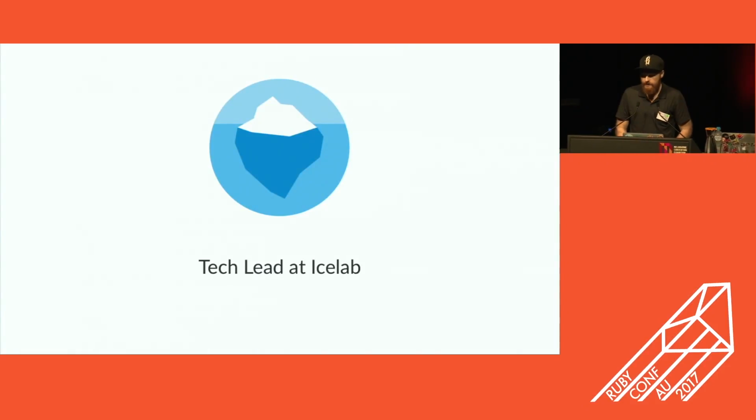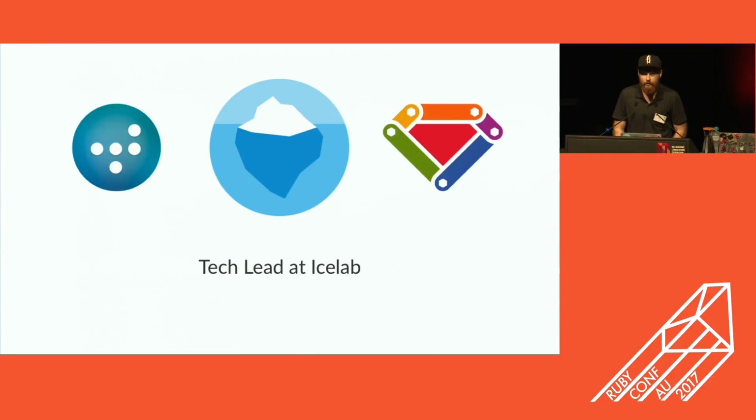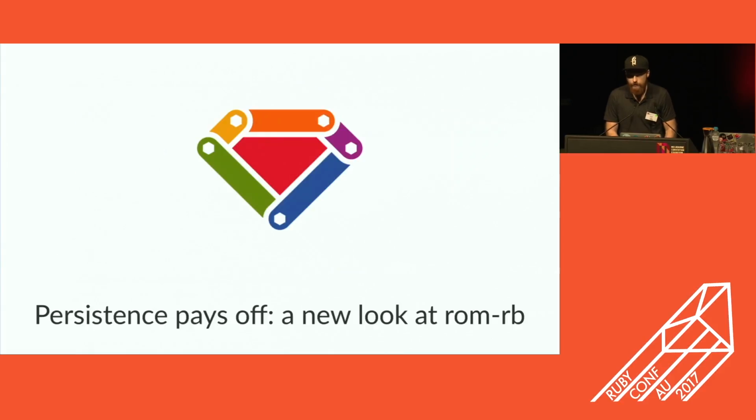And I work for IceLab, where we are building web applications using dry-rb and rom-rb. And today I will be talking about rom-rb. So, a persistence take a new look at rom-rb. So why a new look?